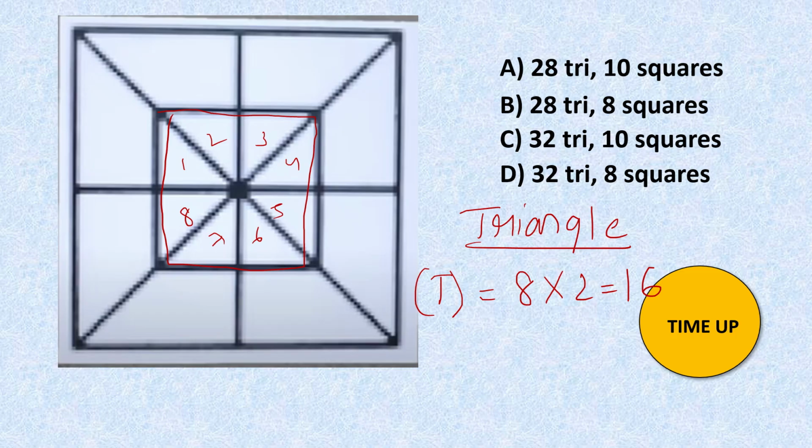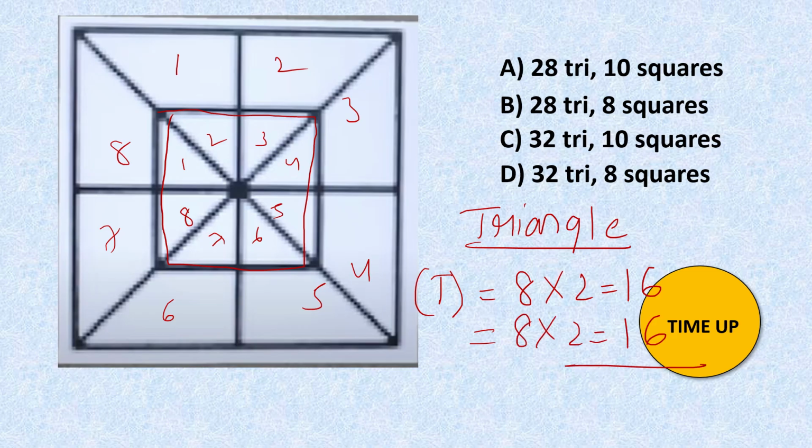Same thing I will do for the bigger one in order to find out the triangle. 1, 2, 3, 4, 5, 6, 7, 8. So again 8 into 2 will give you 16. So when you add it, you will get 32 triangles. Okay. So now you found out the triangles. Any other hidden triangle you can see in the picture? No. Okay. So 32 triangles.